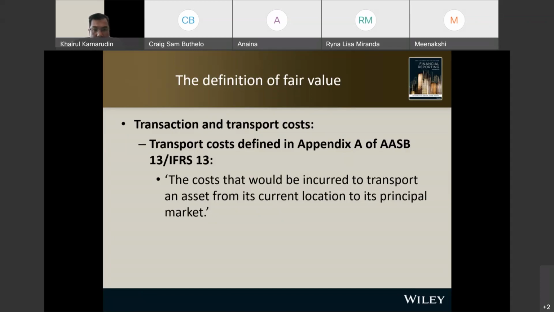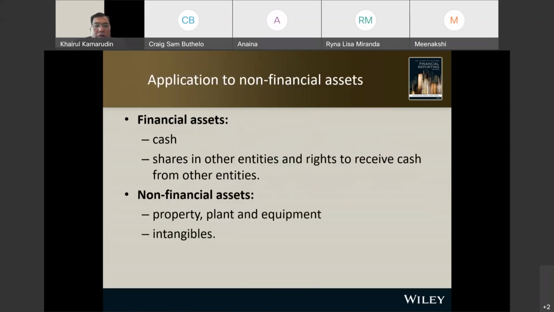So we need to value the exit price. At the same time, you have to incur the transportation cost to bring the asset, for example, fish or prawn, from your farm to the active market. So that is considered as transportation cost. It's going to be deducted from the fair value, from the exit price. Okay, are you okay with this?